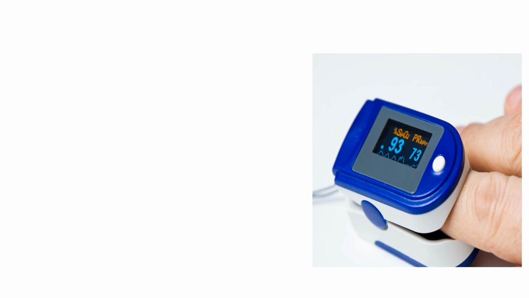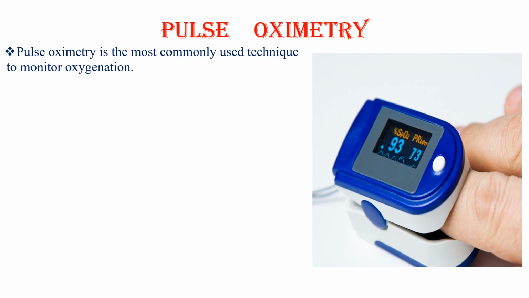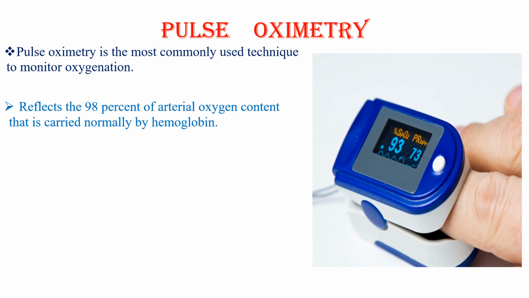Hello, this is on pulse oximetry. Pulse oximetry is the most commonly used technique to monitor oxygenation. It reflects the 98% of arterial oxygen content that is carried normally by hemoglobin.